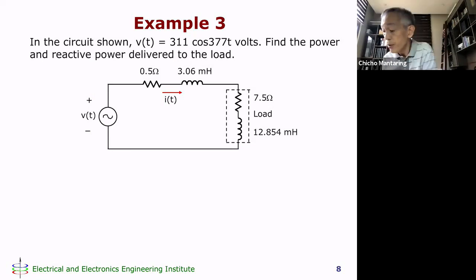In the circuit shown, V sub t is 311 cosine 377t. So we know that 377, you know that already, that's your 60 hertz. In fact, the 311 is 220 volts. More or less, this is your household voltage, 60 hertz at 220 volts RMS. So find the power and reactive power delivered to the load.